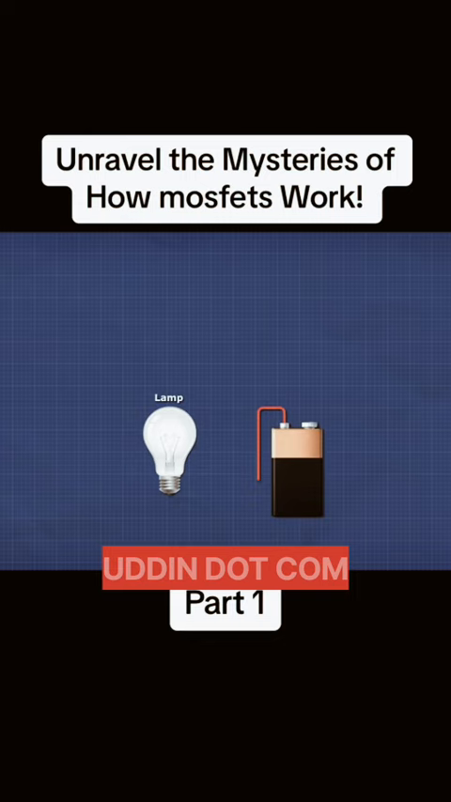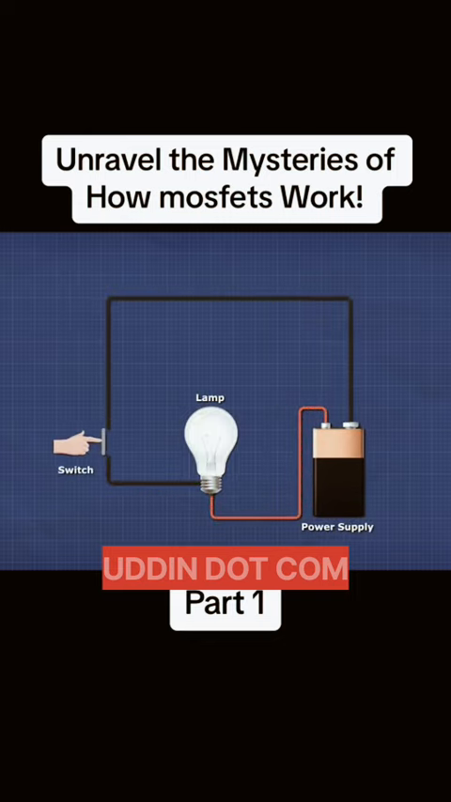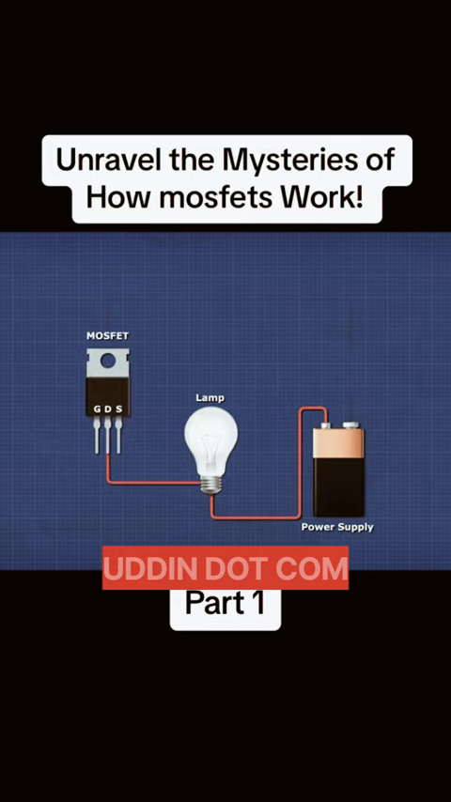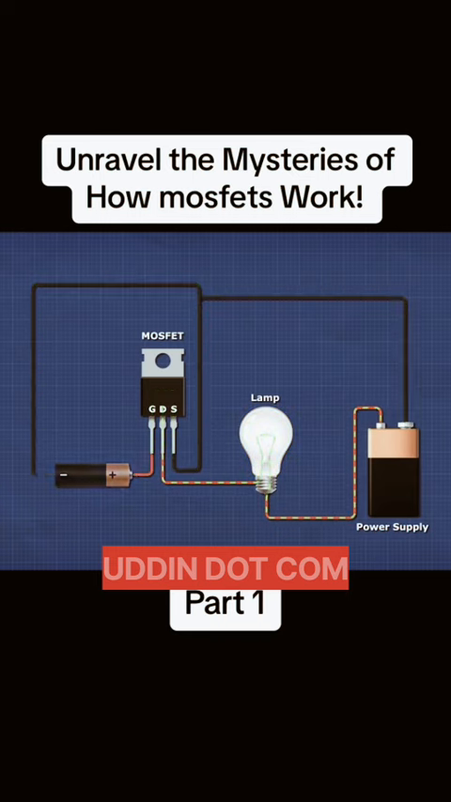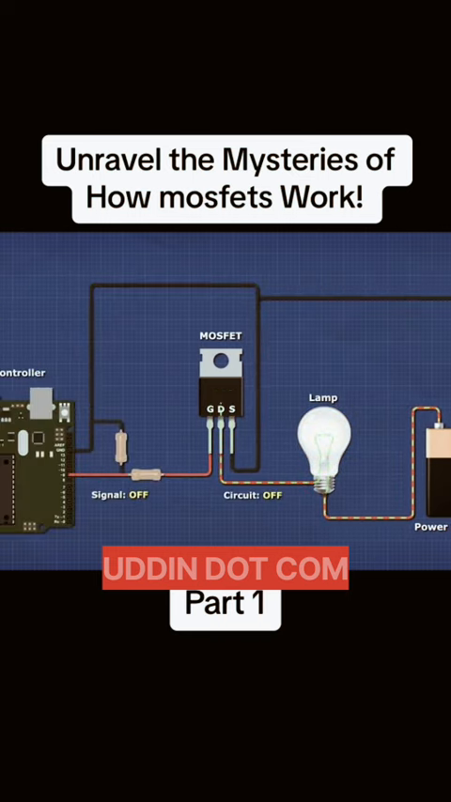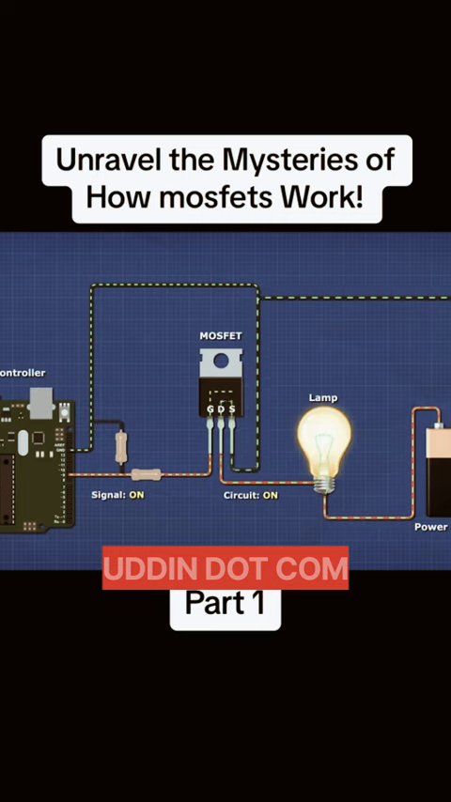If we take a lamp and we connect it to a power supply, it will turn on. If we insert a switch, we can manually control this. If we insert a Mosfet between the drain and source pins, the lamp will remain off until we apply a voltage to the gate pin. And that means we can use a controller or sensor to turn the lamp on automatically.